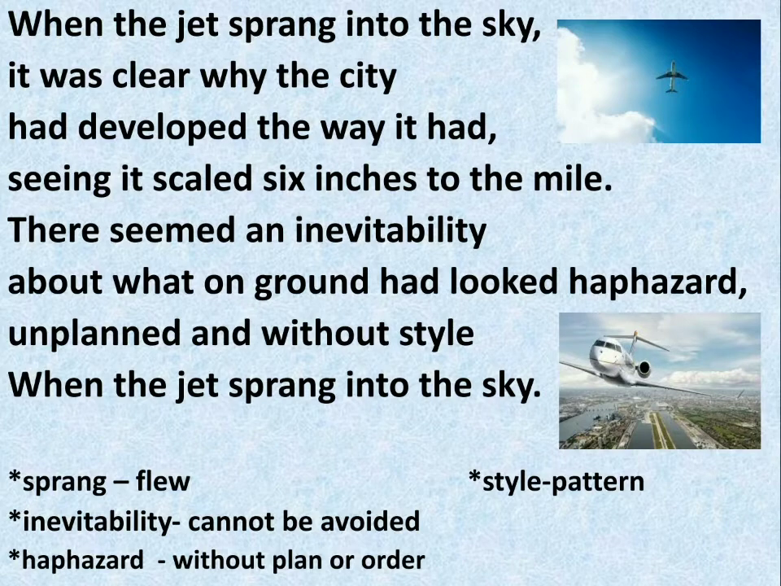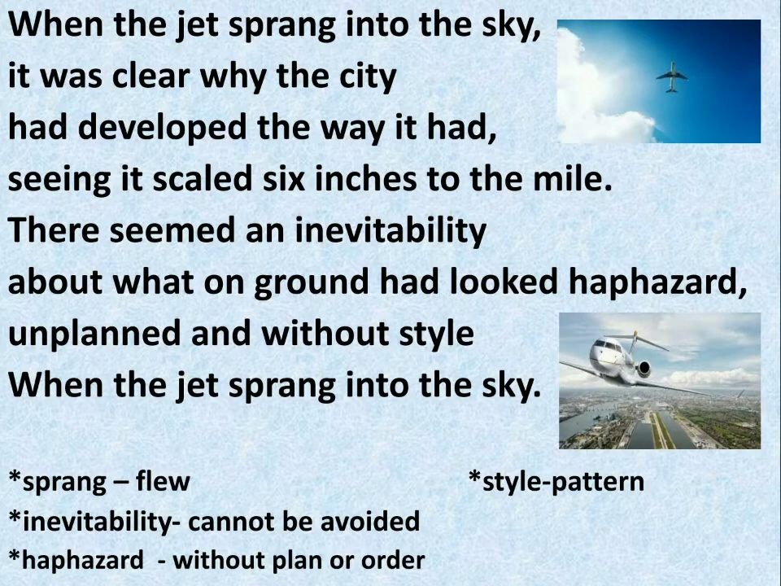And what was clear for the poet, children? Yes, the poet understood why the city had developed the way it had, because everything looked so small that a mile seemed to be like 6 inches. So everything looked so small from above.